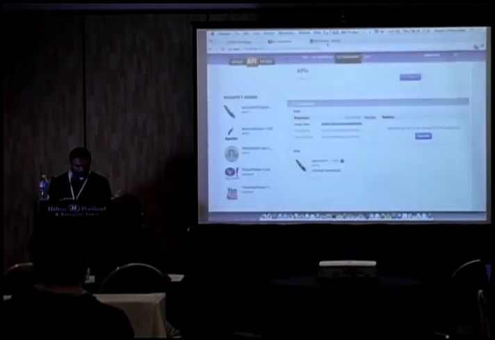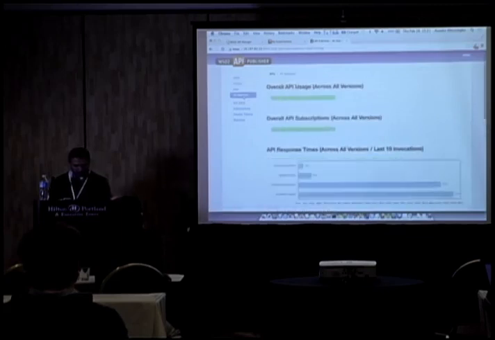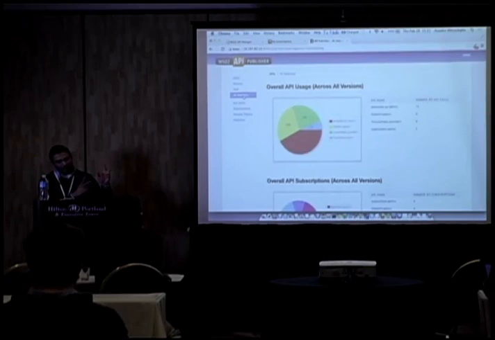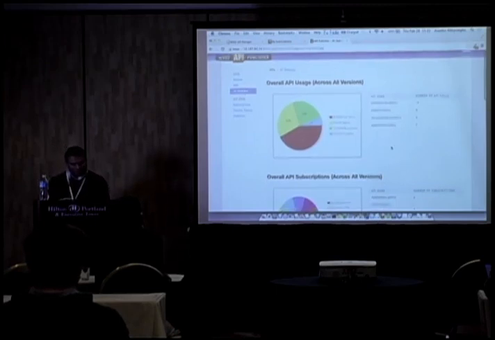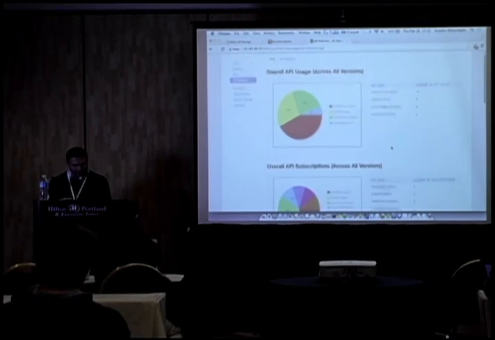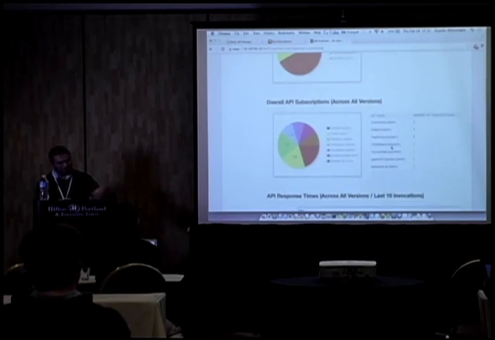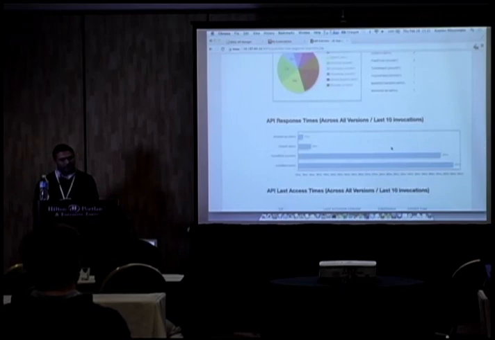So I'll go back to the publish and show you the statistics. So this is coming from the Hadoop jobs that listen to Cassandra and then update the relational database, and then this picks the value from that database. So basically, it provides the usage of the API, who invoked what type of information, the subscription information, who has subscribed, and the latency of a particular API.